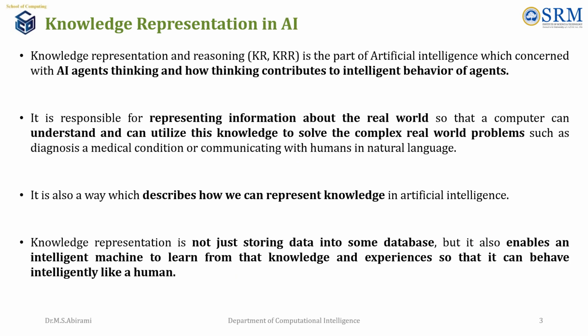Knowledge representation and reasoning, which is called KR and KRR, is a part of artificial intelligence which is concerned with AI agents, thinking, and how thinking contributes to the intelligent behavior of agents. It is responsible for representing information about the real world so that a computer can understand and utilize this knowledge to solve complex real world problems, for example, diagnosis of a medical condition or communicating with humans by using natural language.